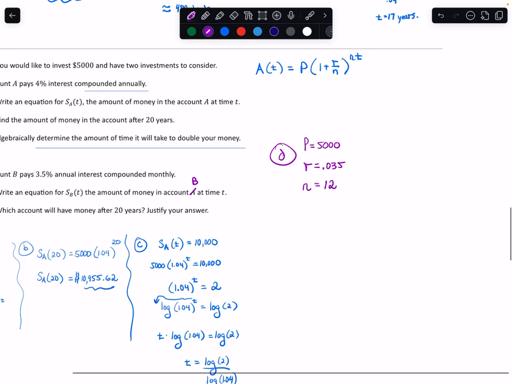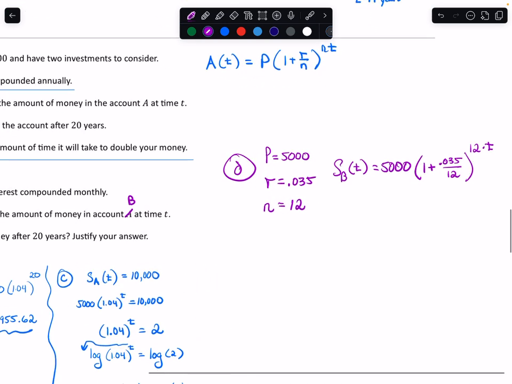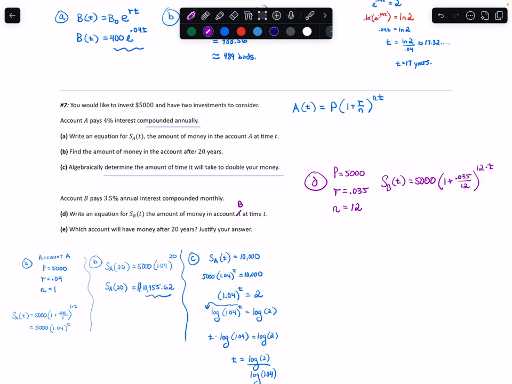So now I'm plugging all this stuff in, right? So it's like S sub B of t is P, initial investment of 5,000, times 1 plus 0.035 over N, 12, to the 12 times t. Now, I would just leave it like that, and you're just going to have to carefully type it in Desmos if you want to use it for something. I would leave it like that.